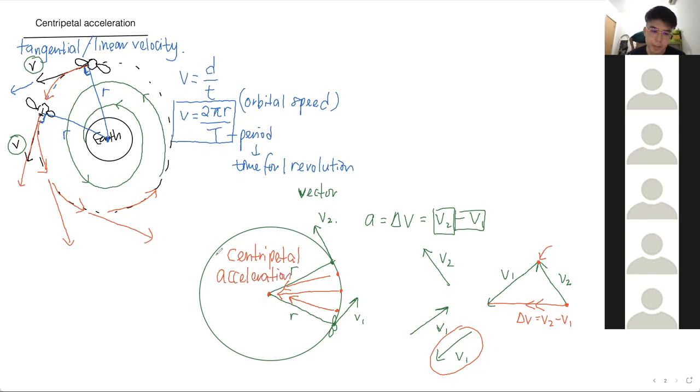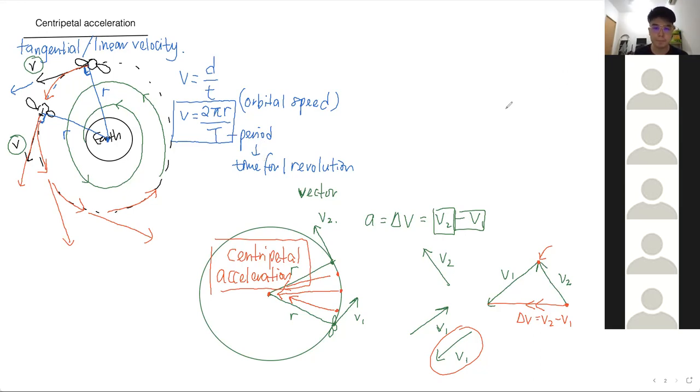Okay, and centripetal acceleration occurs for all objects that are moving in a circle. Any objects moving in a circle will experience centripetal acceleration. Even when you sit in a car going around a roundabout, you also feel this centripetal acceleration. It's like you are pulled to one side. Which side? Towards the center of the roundabout. That is also centripetal acceleration.